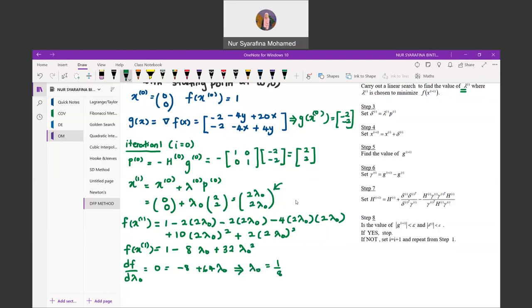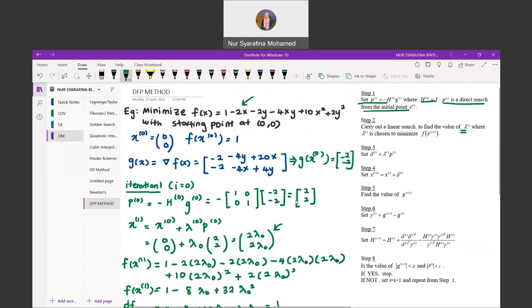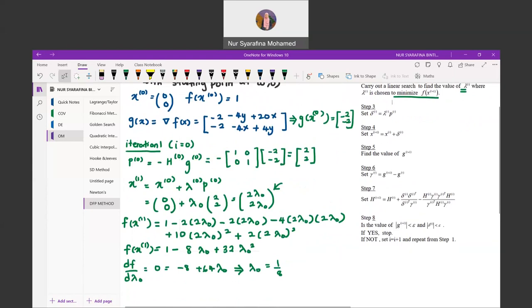So previously, in our previous example, we sometimes obtained two values of lambda, and the value of lambda needed to be chosen in order to minimize the function. But now we have only one, so this is the only value of lambda which we believe can minimize the function, because we have used this sufficient condition to find the extremum point. So now your lambda naught is equal to 1 over 8.